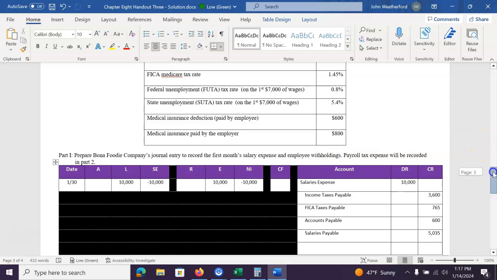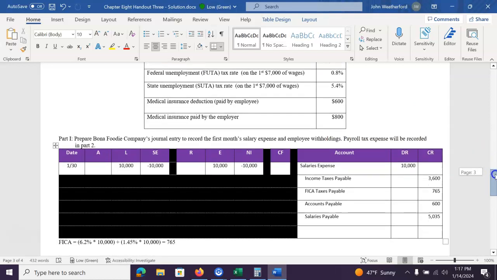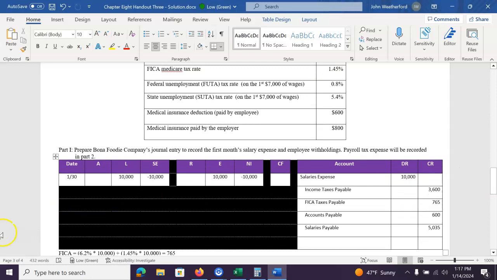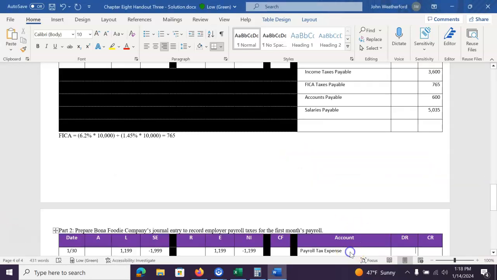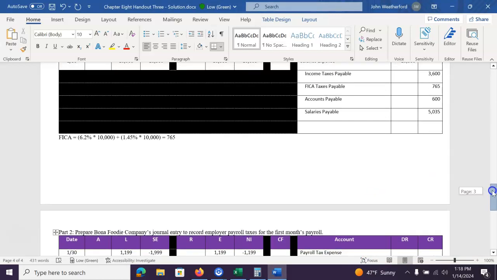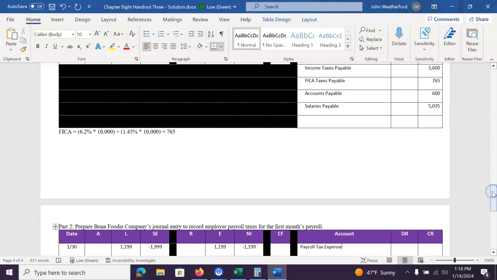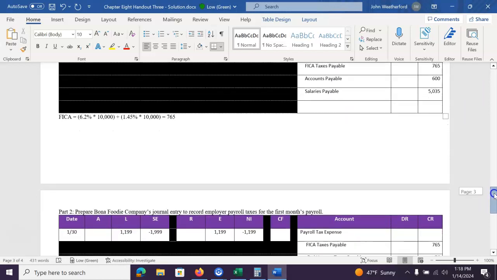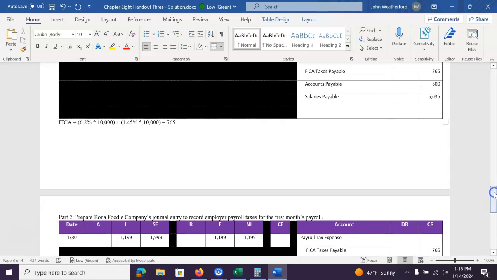All right, now let's record the employer's share of payroll. So to do that, the first thing we're going to do is debit payroll tax expense. But again, we're not sure of that amount yet, so let's write it in. We know the debit goes first. Then we'll record all of our credits and total those to get the debit to payroll tax expense. So from up here, the employer is going to have to match FICA taxes payable, $765. That'll be our first credit. But then they're going to have to pay federal and state unemployment.